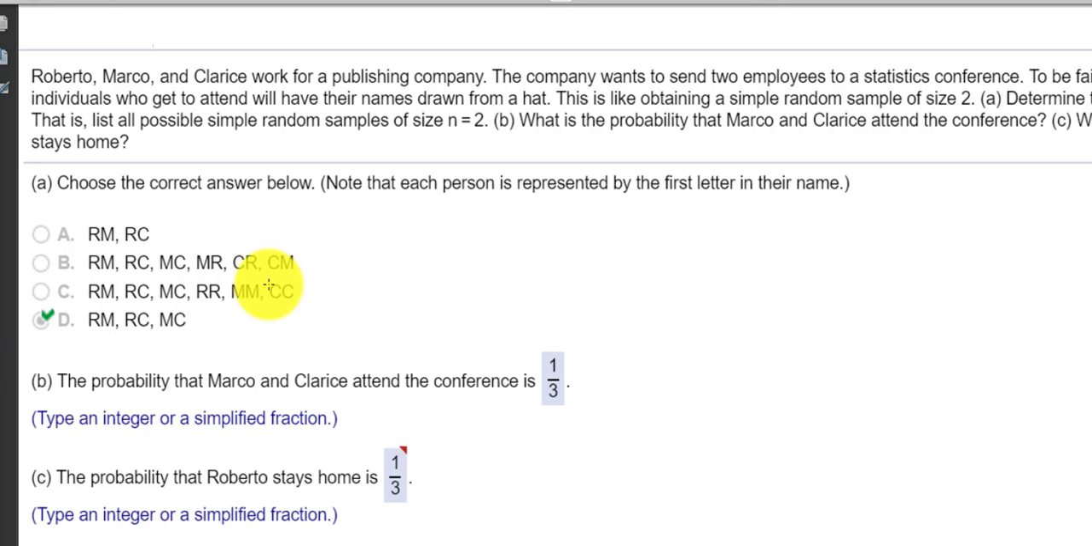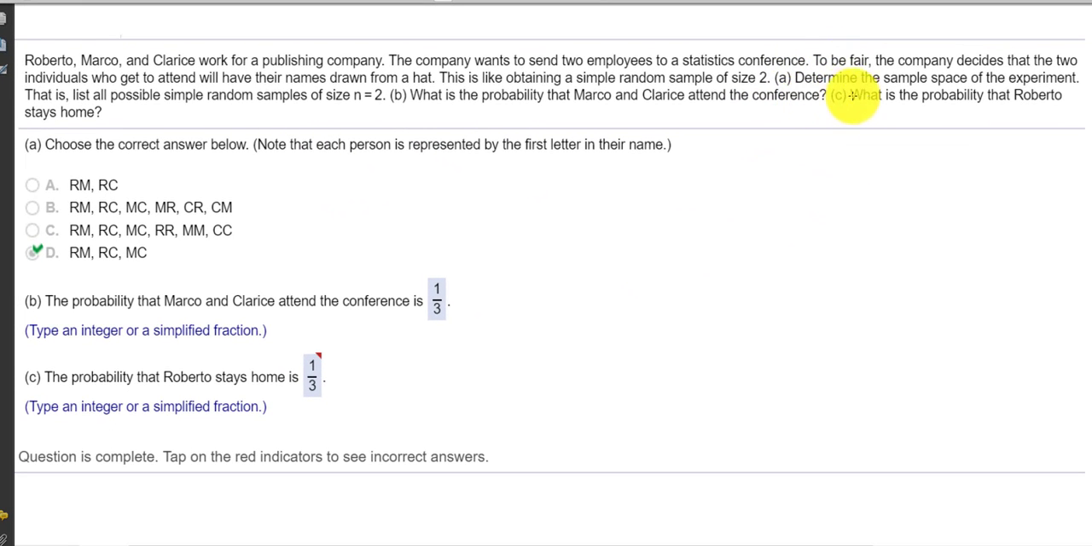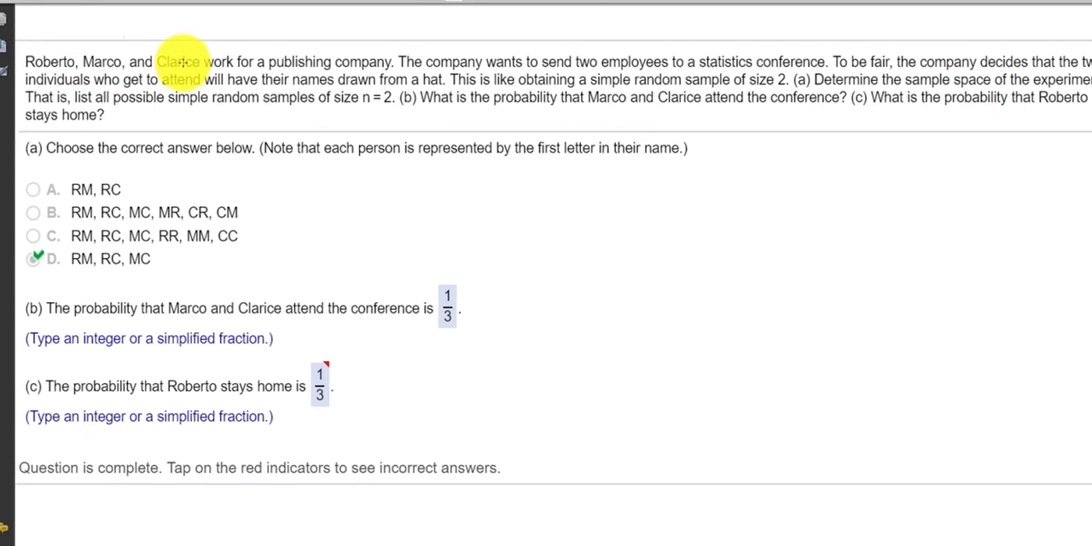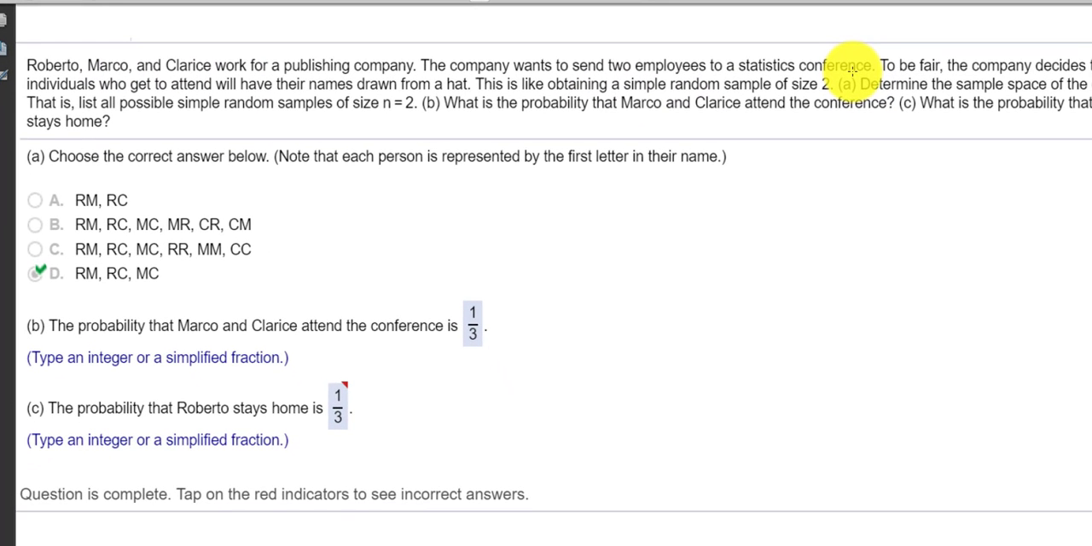So it looks like you were able to do the first part correctly, where you found the sample space. Question A says determine the sample space of the experiment. So you have three people, Roberto, Marco, and Clarice, and the letters we use for them would be R, M, and C. And two of these three are going to go to some conference, right?